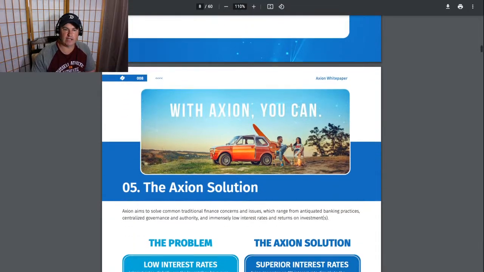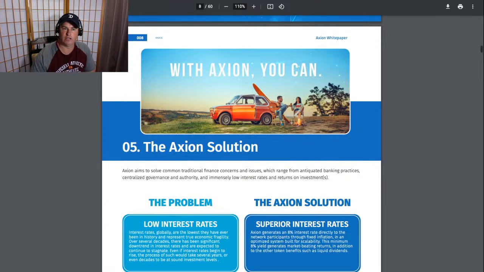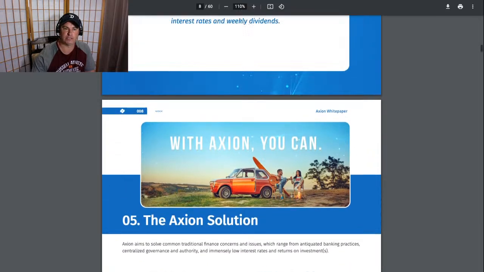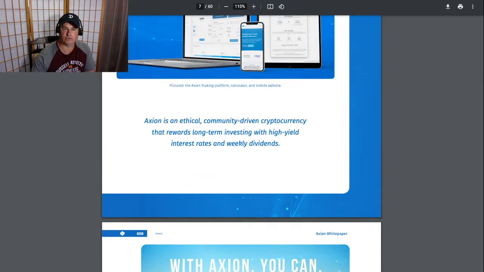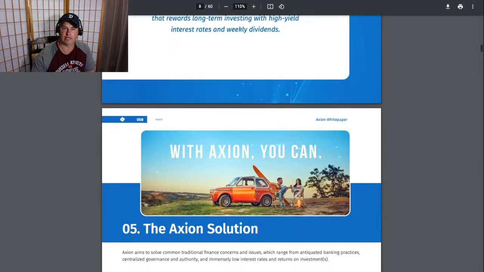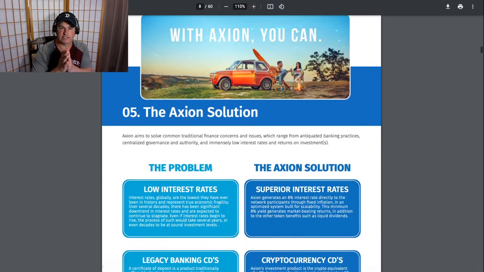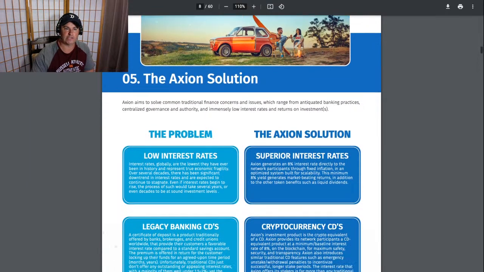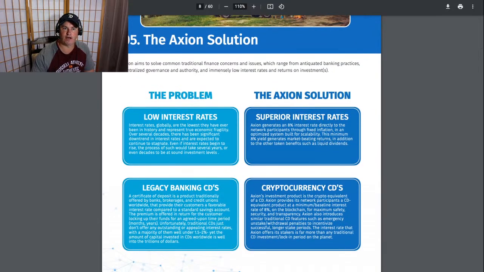All right, so here's the Axion slogan, and it's fantastic. It really sums up well the Axion spirit: With Axion, you can. And you can see by that proposition that we just had earlier, Axion is an ethical, community-driven cryptocurrency that rewards long-term investing with high yield interest rates and weekly dividends. Really, with Axion you can. So you can get both of those things together. It's really quite wonderful.